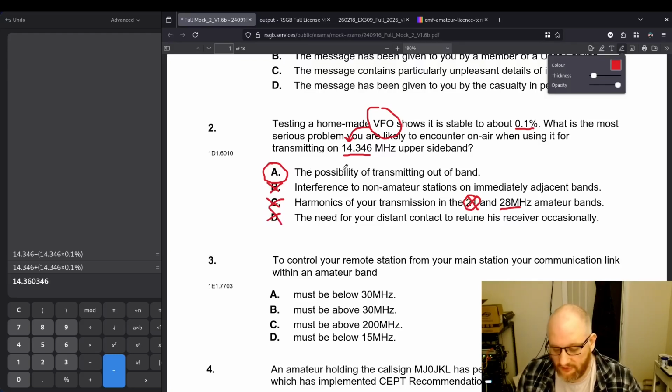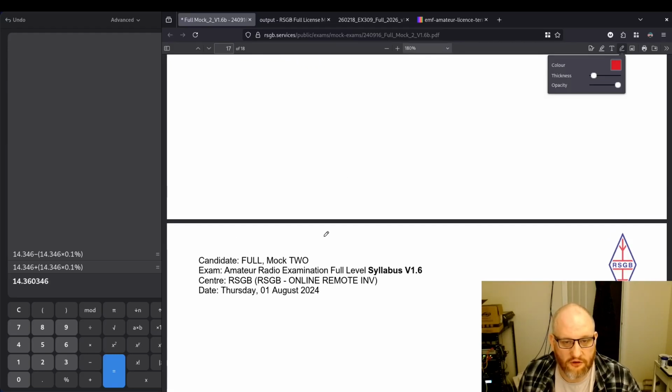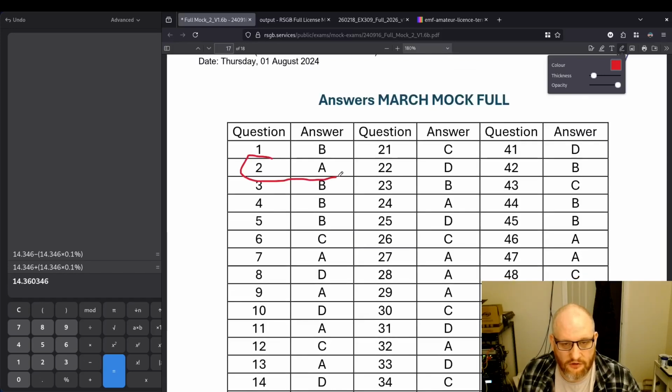Let's skip down to the answers, see if we've got that one right. Answer 2, we chose A, and we can see that 2 is indeed option A.